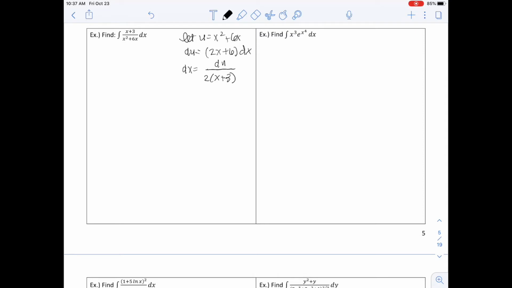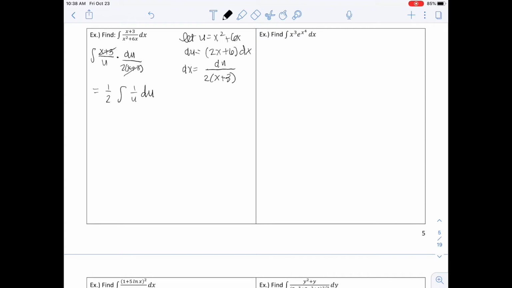So for this problem, I'm going to have the integral of, and it's going to become x plus 3 divided by u, since that's what we let the denominator equal, and then dx is going to be the same thing as du over 2 times (x plus 3). Our x plus 3s are going to reduce, which is nice. I have a 1/2 that I can pull out in front of my integral, and I have 1 over u du.